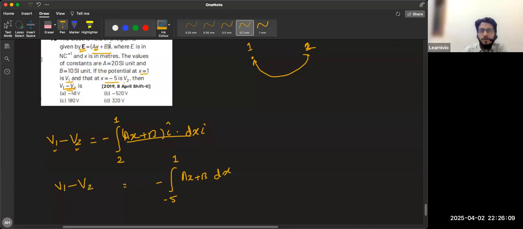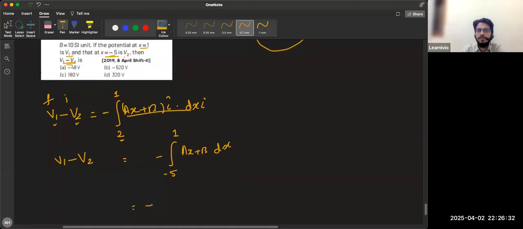I'm repeating again how to decide which is initial and which is final. You're supposed to calculate V1 minus V2. Potential difference is always final minus initial. So V1 is final, V2 is initial, and we always integrate from initial to final. So we'll integrate from 2 to 1. For V2, x is minus 5, so we'll integrate from minus 5 to 1.